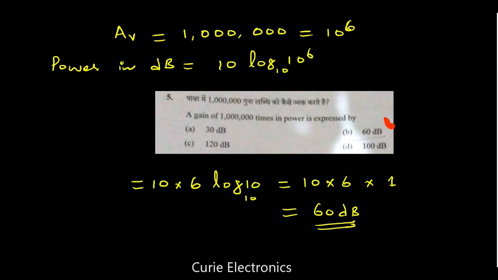So the answer is 60 dB. Next, question number 6. For highest power gain, one would use dash configuration. For an amplifier, normally we use CE configuration, because CE configuration gives power gain. That is, we will get current gain as well as the voltage gain.